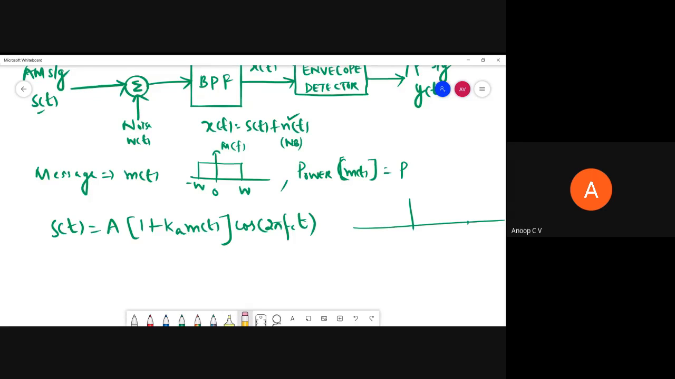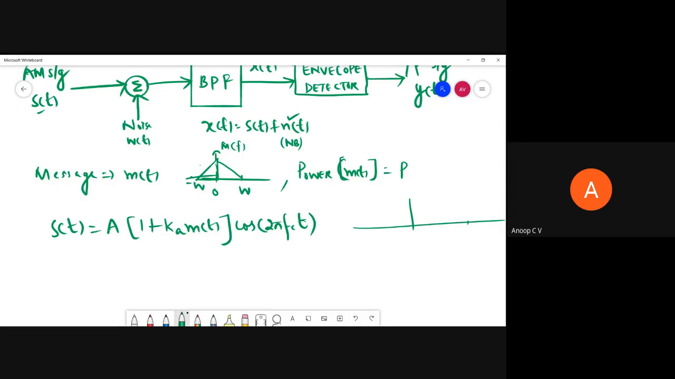We'll assume the spectrum of the message. We won't consider it as a perfect baseband signal. Instead of that, we'll consider the spectrum to be something like this. It's an arbitrary spectrum of this shape. That's what we used to have.